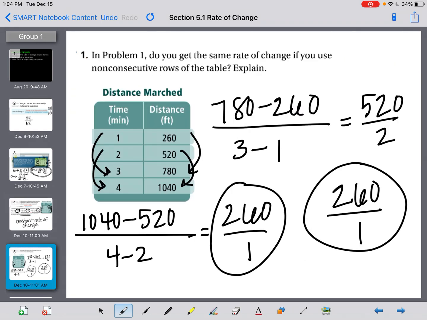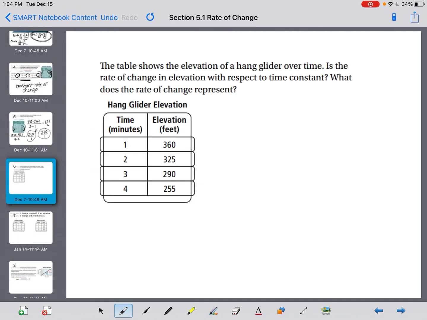They're all going to reduce to the exact same amount, which in this case is 260 feet per minute. All right, this table shows the elevation of a hang glider over time. Is the rate of change in elevation with respect to time constant? And what does the rate of change represent?